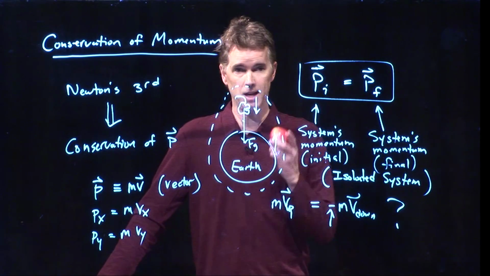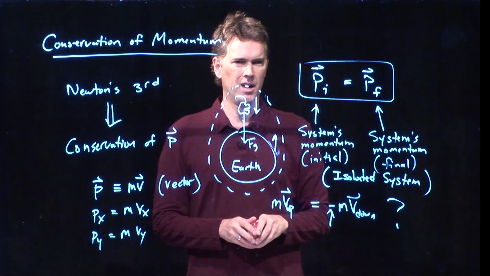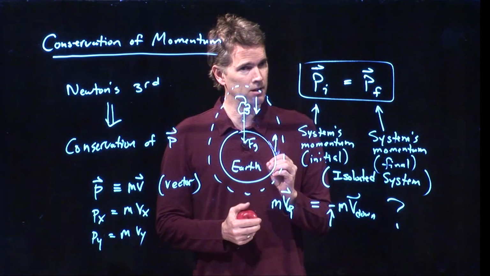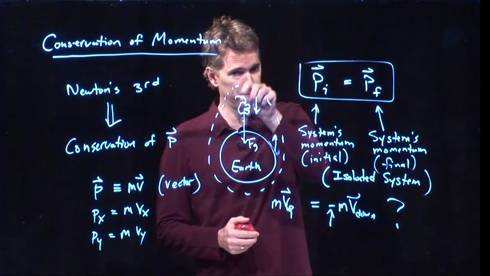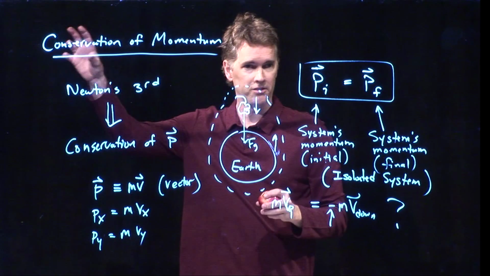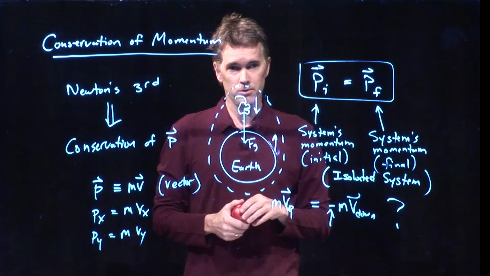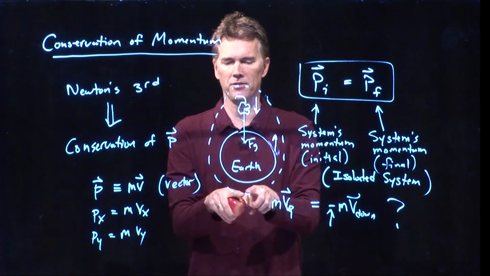Okay, technically, yes, right? Technically, if we said this is our isolated system, that's not quite right, because you still have the moon out there. The moon is pulling on the apple. The moon is pulling on the earth. You got the sun over here. The sun is pulling on the earth. The sun is pulling on the apple. So specifically, you're right. We don't really have an isolated system.